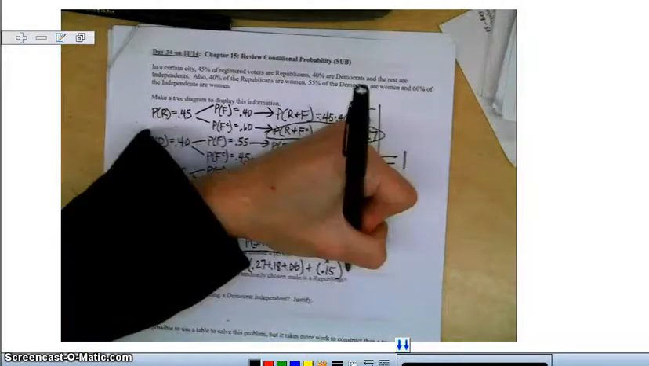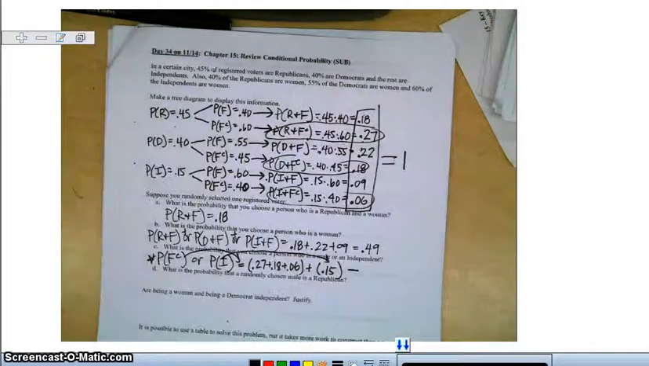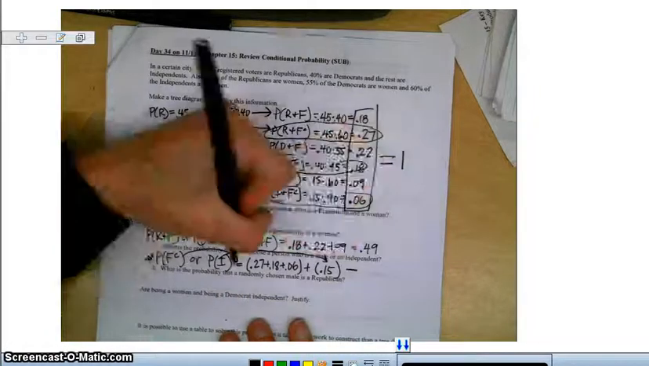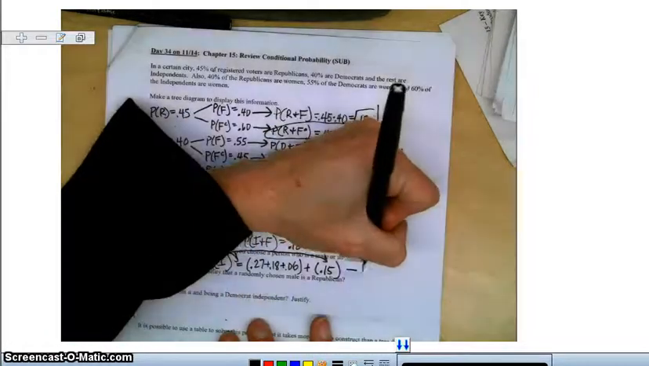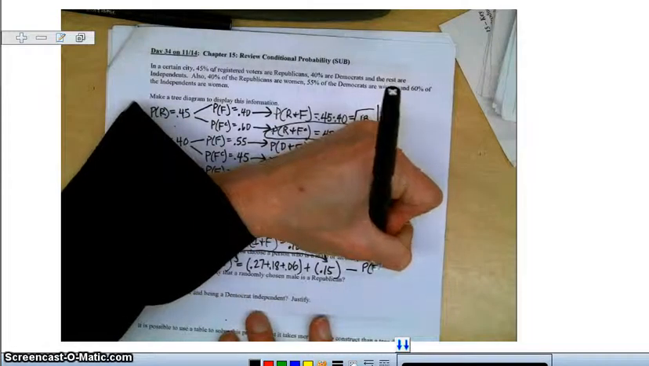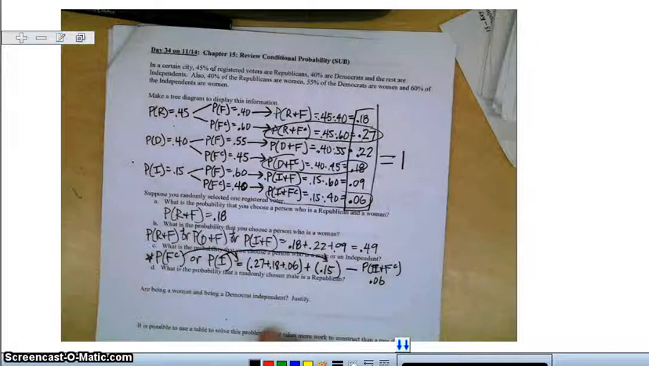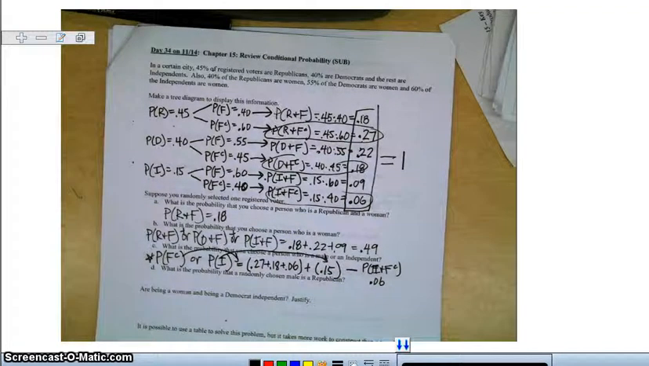minus, why minus, Jake? A male and an independent. Yeah, can't you be a male and independent? So you have to subtract the probability that you are an independent and a male, which is what probability? 0.06. So you have to add all of those and then take away 0.06.